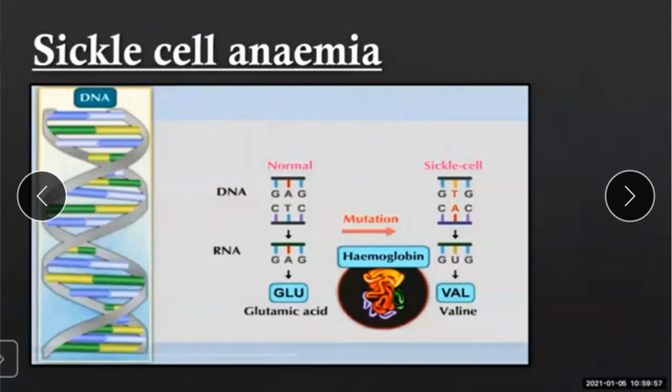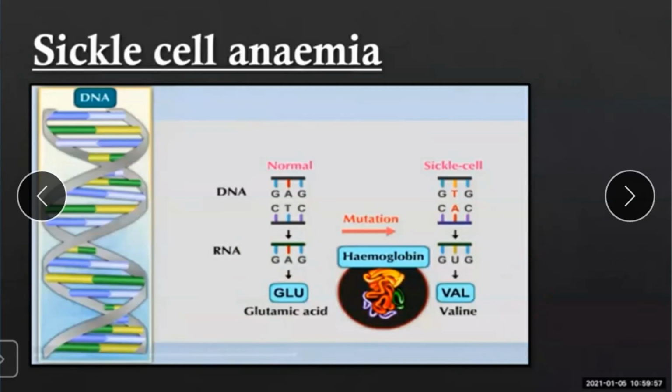Now what is sickle cell anemia? See here, you can see the DNA structure. Sickle cell anemia is a monogenic disorder. Here, a mutation causes this disease. Due to this mutation, what happens? The glutamic acid is changed to valine.